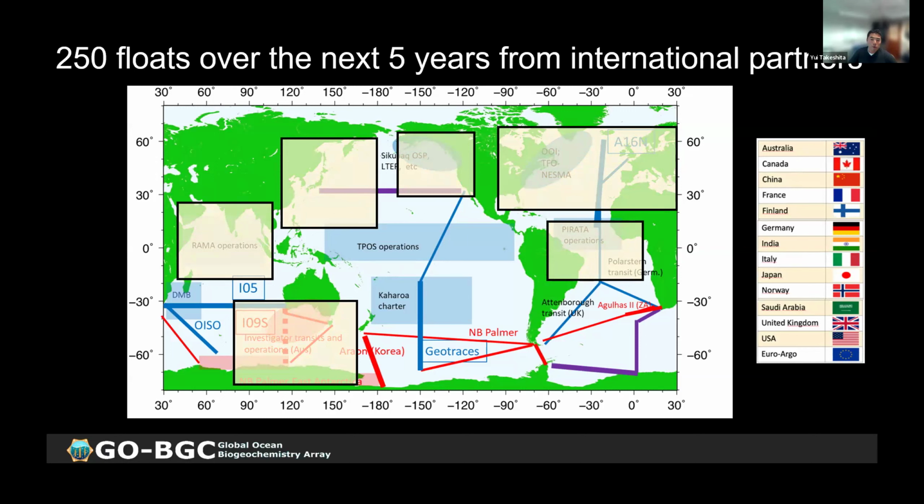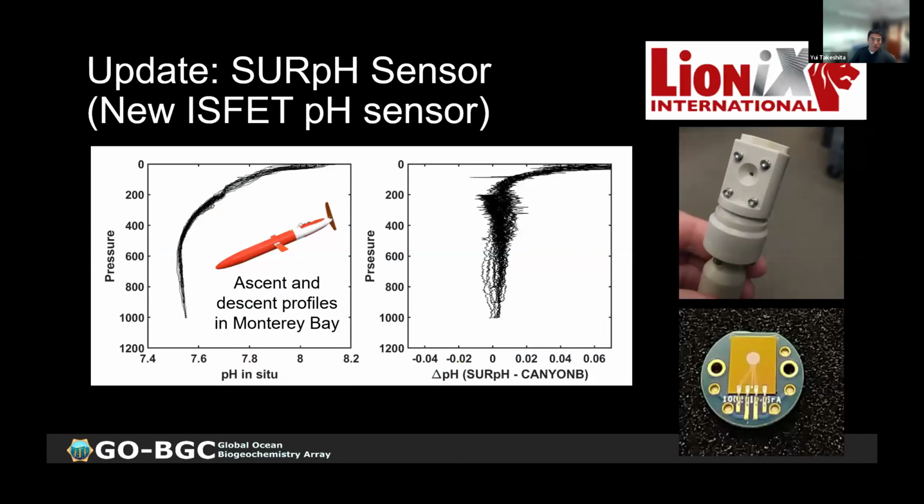Okay, and then a couple updates on our program. So I think many of you know there was an issue with the Honeywell ISFETs going out of production, but now they are in production. But in response to that, we have been exploring and developing a new ISFET-based pH sensor. So we use an ISFET from Lyonics International. And it is called the SURF sensor, from the version that we built at MBARI.